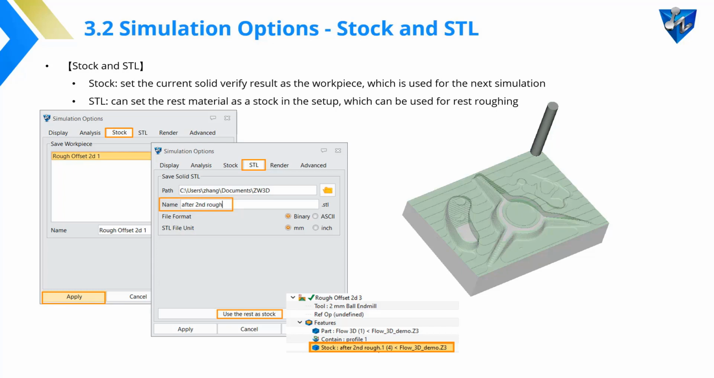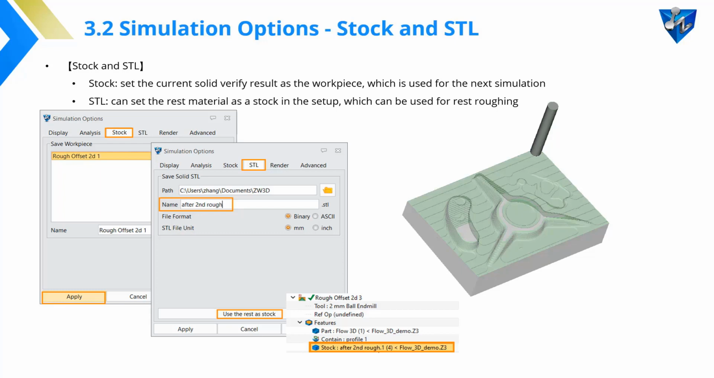If we click Use the rest as stock in the STL tab, it will be shown in the setup as a stock class. We can specify it in the operation feature, which is for rest roughing, to take part in the toolpath calculation. Generally, if we just want it to be used for later simulation only, we can just choose to save it as a workpiece. But if we want it to be in the toolpath calculation, then we need to save it as a stock.